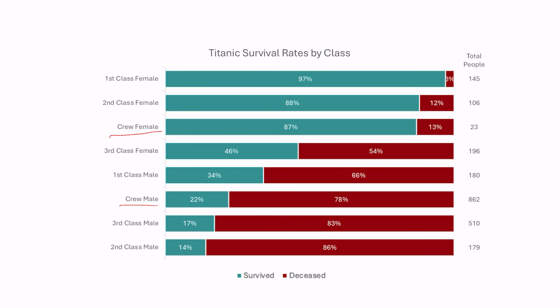The female crew has a survival rate of 87%, whereas the male is only 22%. But there's only 23 female crew members, and there's 862 male crew members. The obvious takeaway there is that when you combine those together, it's going to be significantly more weighted to this percentage. So by combining these two together, the result is actually going to be really, really close to what this is now.